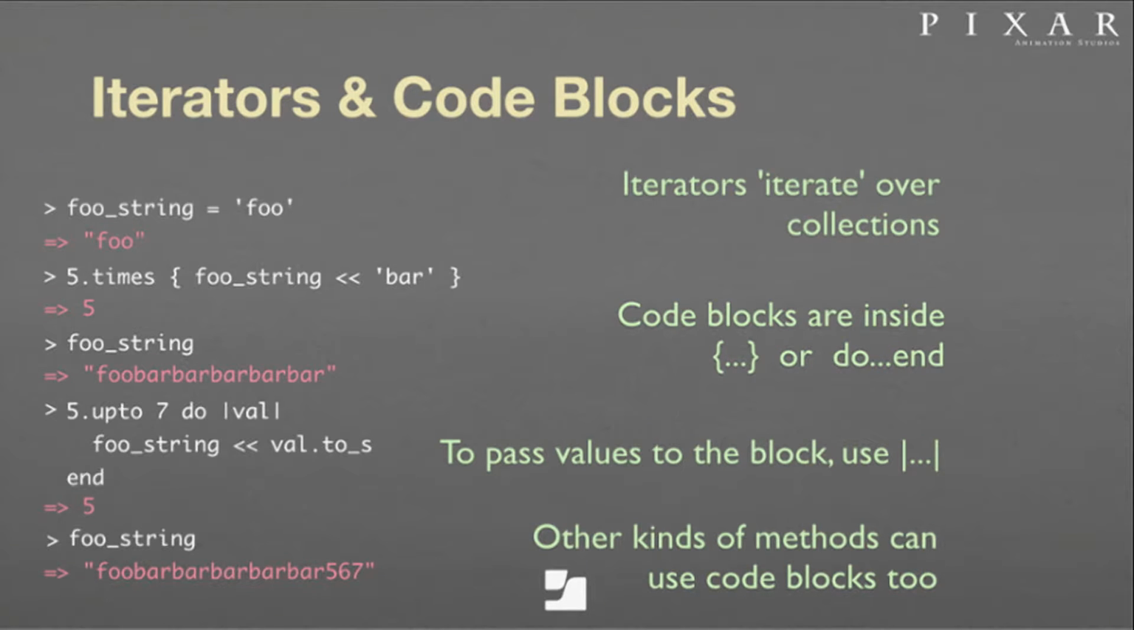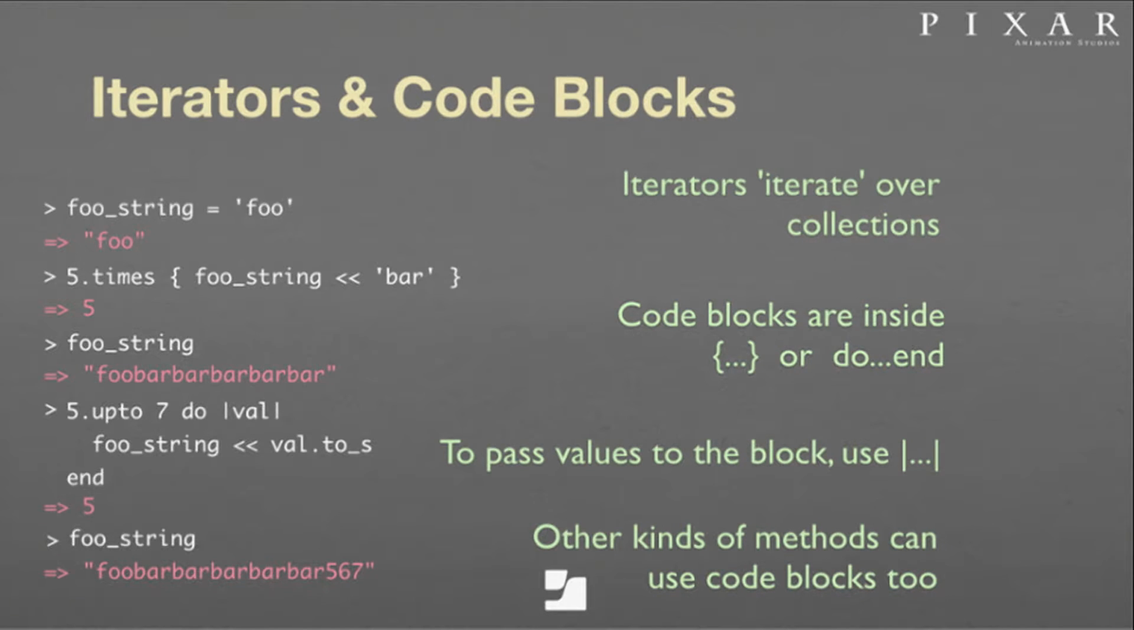Integers are collections of things, believe it or not. So here's an example. We're going to take a variable and put the string foo into it. Integers have a times method that is an iterator. You give it a code block, and it will execute that code block whatever number of times, and then return the integer to you again. In this one, we're appending the string bar to our variable 5 times. And if you look at the variable again, you'll see that that has happened.